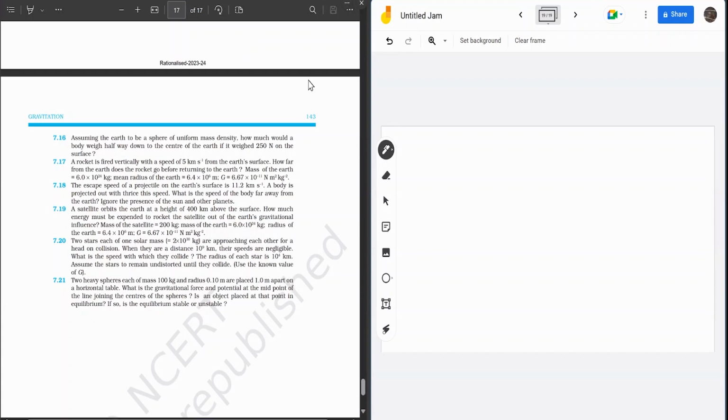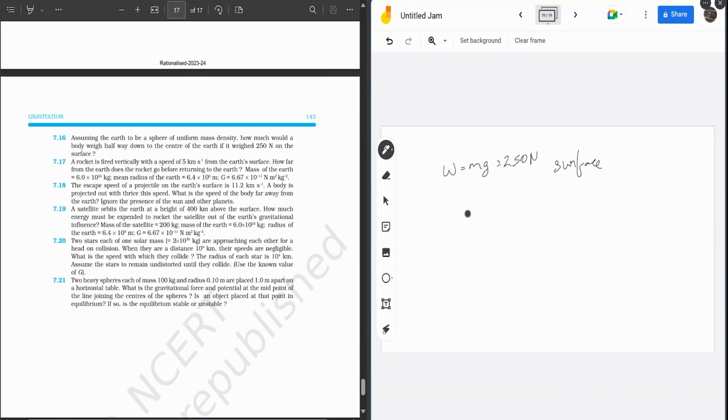Okay, so let us go to the question again. Assuming that the Earth is a sphere of uniform mass density, how much would a body weigh halfway down to the center of the Earth if it weighed 250 newtons on the surface? So W is equal to mg, which is 250 newtons on the surface.